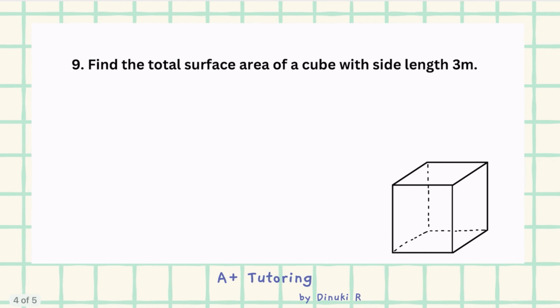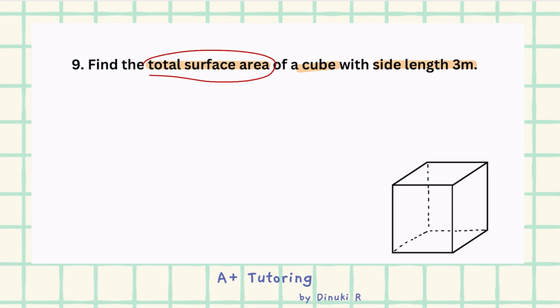Cool. Next question. Okay, very similar question again. Pause the video here and take a second to try it yourself. Okay, let's go through it together. Find the total surface area of a cube with side length 3 meters.